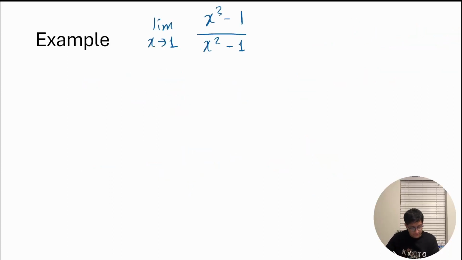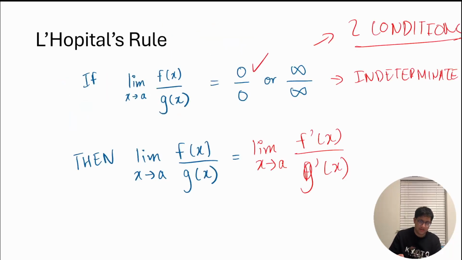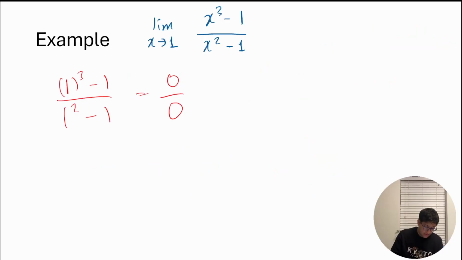So in the first example, I'm trying to find the limit of this function as x tends to 1. Okay, so let's plug that in. So it becomes 1 cubed minus 1 over 1 squared minus 1, which is obviously just 0 over 0. So this meets the condition. So we can use L'Hopital's rule.